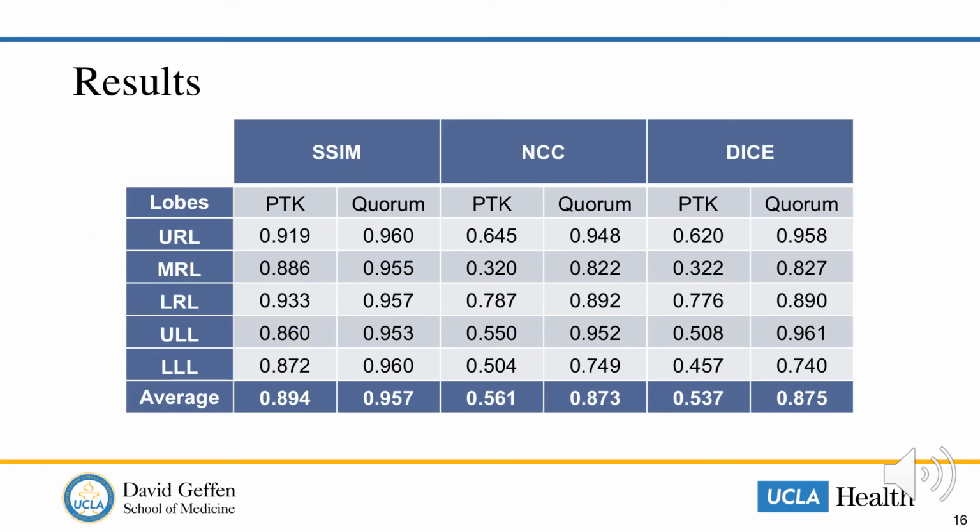Looking at a lobe-wise performance comparison for a representative test dataset, structural similarity index was improved to 0.957 for the quorum approach over PTK's 0.894. Normalized cross-correlation was improved to 0.873 over PTK's 0.561. And dice coefficient was improved to 0.875 over PTK's 0.537.